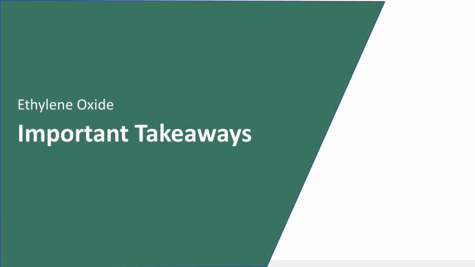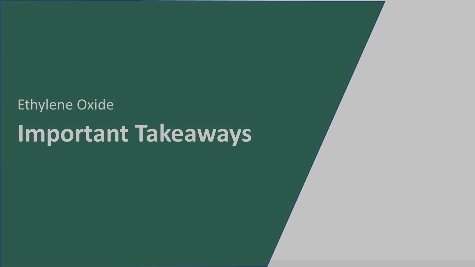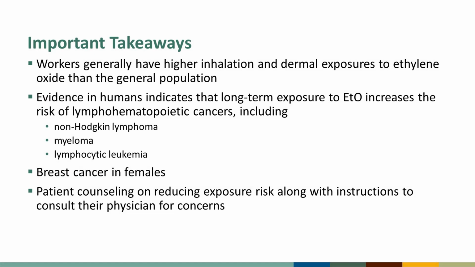To conclude, we will highlight some important takeaways about ethylene oxide. Workers who make or use ethylene oxide could be exposed to ETO by breathing it in or getting it on skin. Workers generally have higher inhalation and dermal exposures to ethylene oxide than the general public. Evidence in humans indicates that long-term cumulative exposure to ethylene oxide increases the risk of lymphohematopoietic cancers, including non-Hodgkin lymphoma, myeloma, and lymphocytic leukemia, as well as breast cancer in females. Patient counseling on the importance of exposure mitigation and ways to reduce exposure risk would be prudent, along with instructions to consult their physician for concerns about exposure.